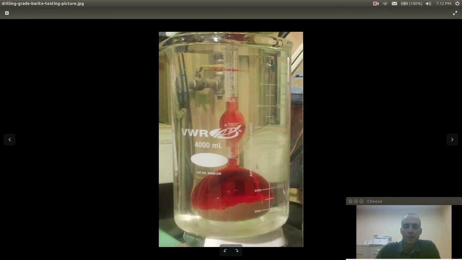So there you have it. There are several analyses that you can do on barite, drilling grade barite with 13 alpha. You can do a barite concentration with X-ray powder diffraction testing, and you can also do heavy metals testing.